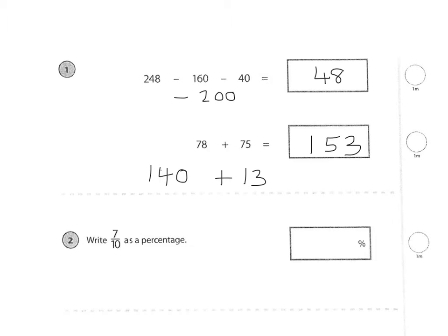Question 2, write 7/10 as a percentage. Percent means out of 100, so the best way to do this would be to make an equivalent fraction with a denominator of 100. In order to do this, we need to multiply the top and the bottom by 10. If we multiply the top by 10, we get 70 out of 100, which is 70%.